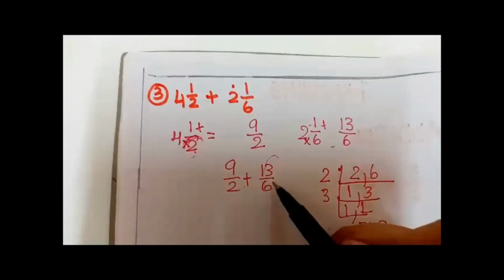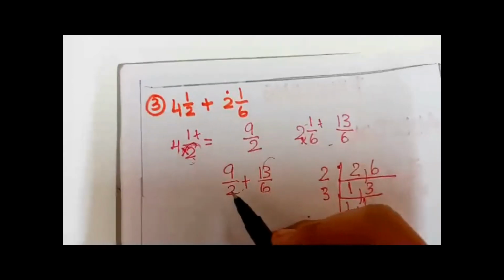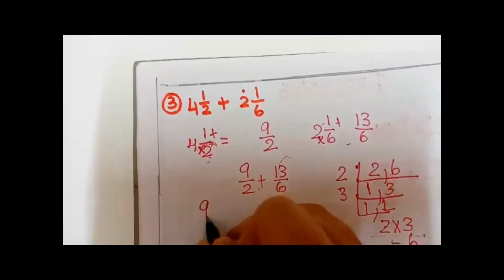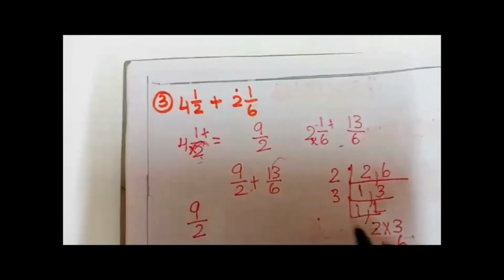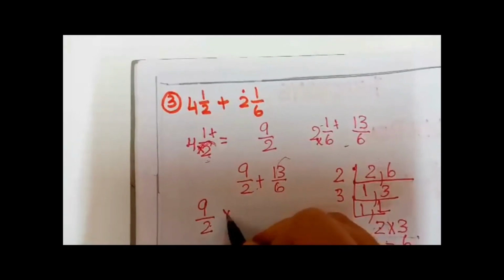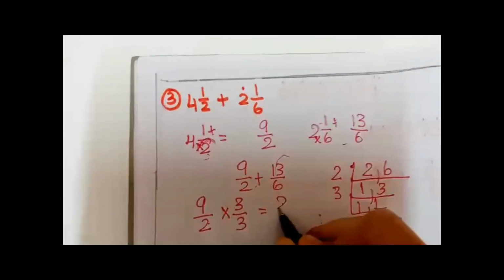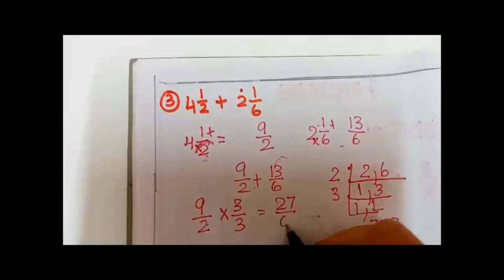So we have to convert both the fractions to 6. This fraction already has the denominator 6, so we'll be converting only this fraction. So 9 by 2, we have to convert the denominator into 6. So we'll be multiplying the denominator with 3. What we multiplied down will also be multiplied up, which is nothing but 27 by 6.